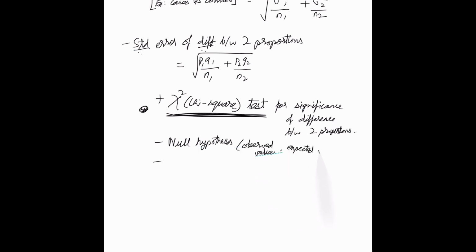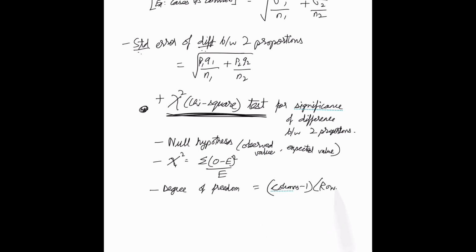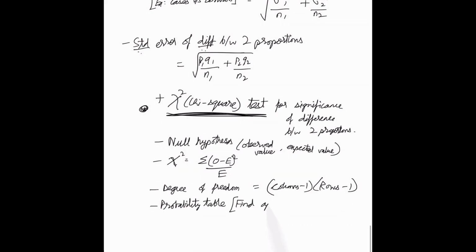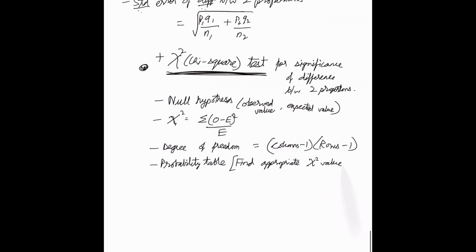We then have the chi-square test to see the significance of difference between two proportions, which is very important especially in terms of practical exams. So firstly, we see the null hypothesis. We see what's an observed value and an expected value. And then we calculate chi-square of the observed values, which is sigma of (observed minus expected value) whole square by expected value, that's E. We then see the degree of freedom for the given set of values, which is (columns minus 1) into (rows minus 1). You have to represent it in a tabular form here, by the way.